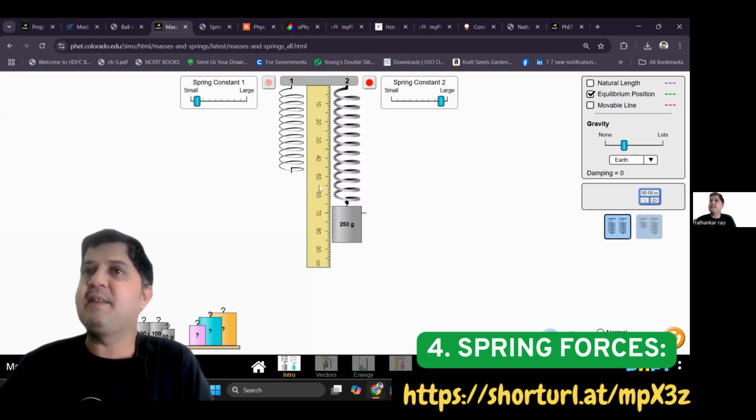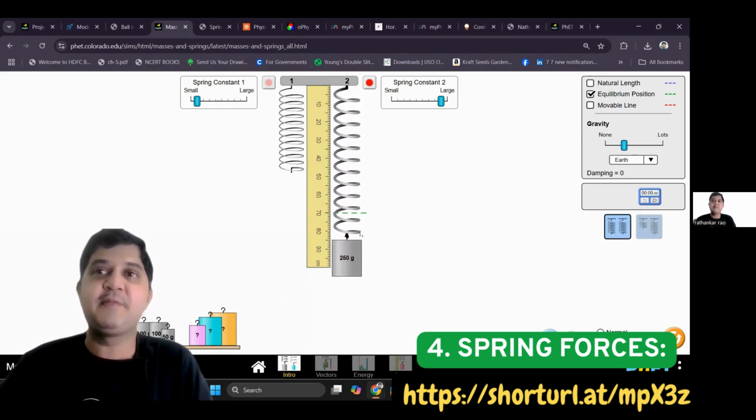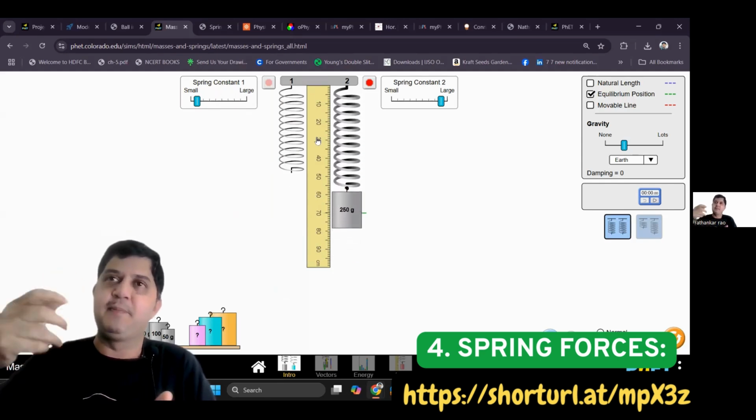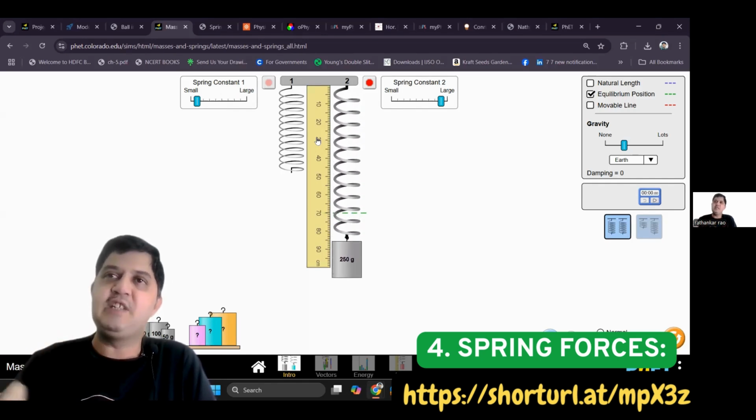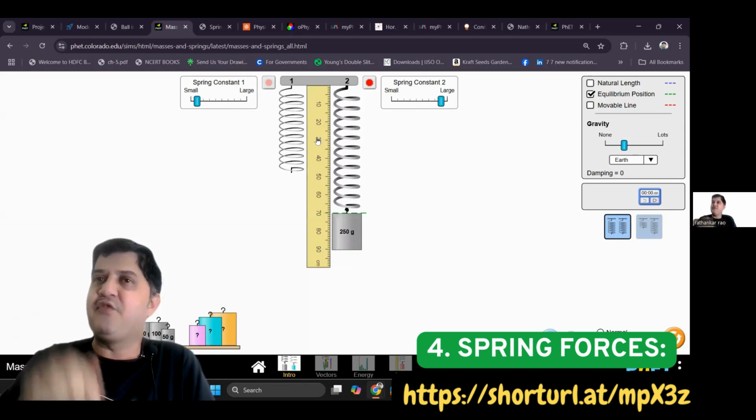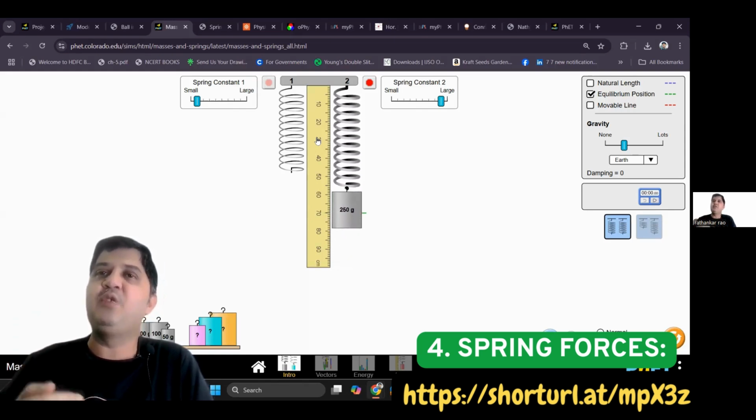Though the same mass has been added. What do you mean by same mass being added? The pulling force is the same, right? Because why should the spring extend? Because you are pulling it by the same mass. Same mass means what? M into g. That's the force acting on it.